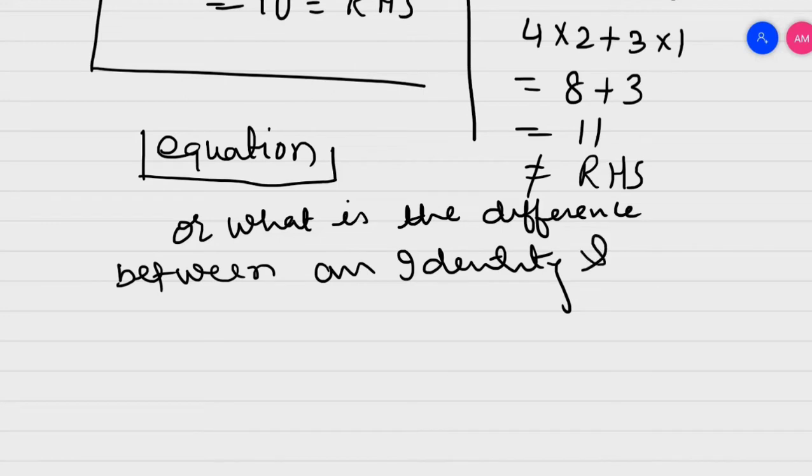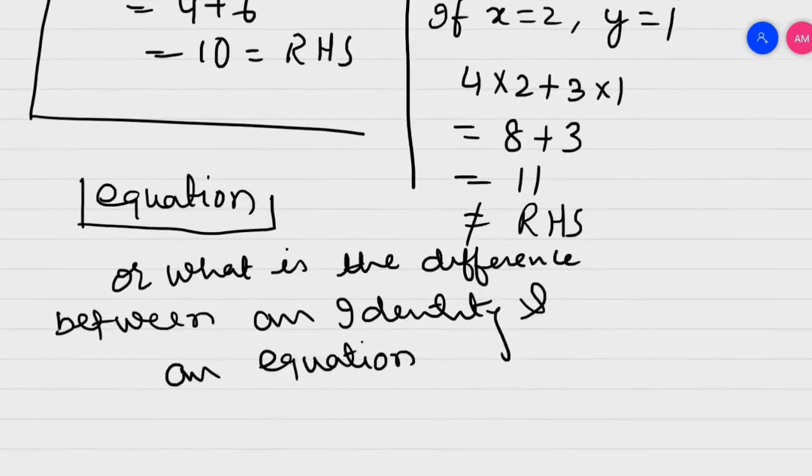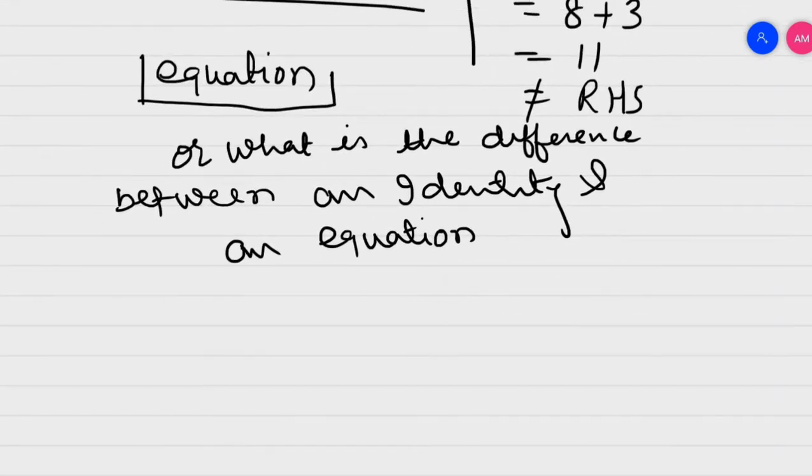Identity and an equation. Just now you have seen a statement of equality. What was our statement? Our statement was 4x plus 3y is equal to 10. We have written 4x plus 3y is equal to 10. This is the statement of equality.